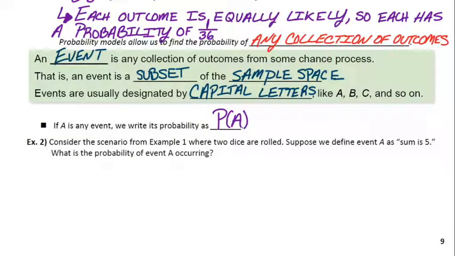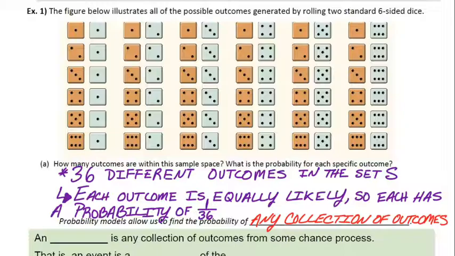So example 2 here says, consider the scenario from example 1, so rolling two dice. Let's say event A is going to be, the sum is 5. What's the probability of event A occurring? So the sum is 5. So the question is, how many different ways can we roll and get a sum of 5? And not that you would have to think about these. You could probably come up with it in your head, right?